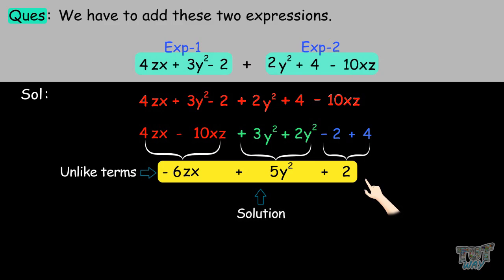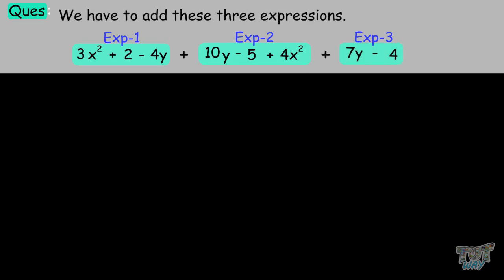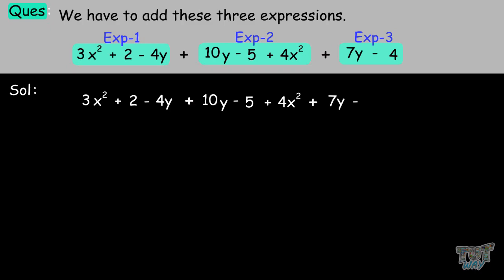Now, let's move on to the next question. We have 3 expressions, and we have to add these together. First is 3x squared plus 2 minus 4y. Next one is 10y minus 5 plus 4x squared. And final is 7y minus 4. We have to add these 3 expressions. Whenever you have to add expressions, you just write them out in a row. So that is what we will be writing. 3x squared plus 2 minus 4y, then plus 10y minus 5 plus 4x squared, then finally plus 7y minus 4.